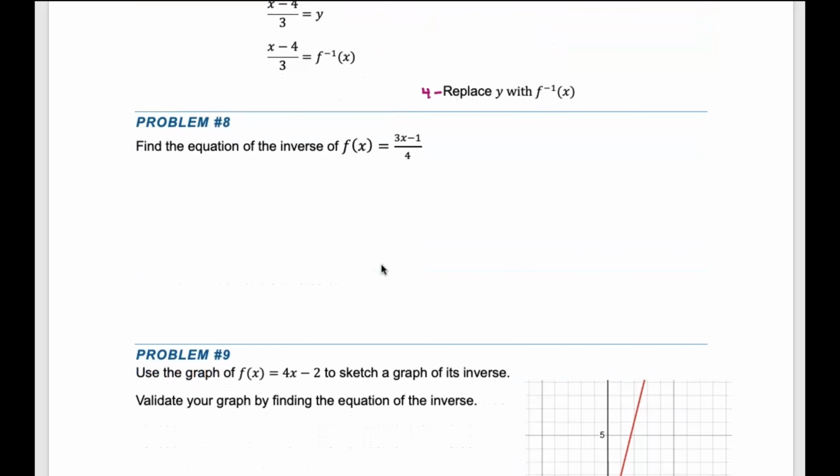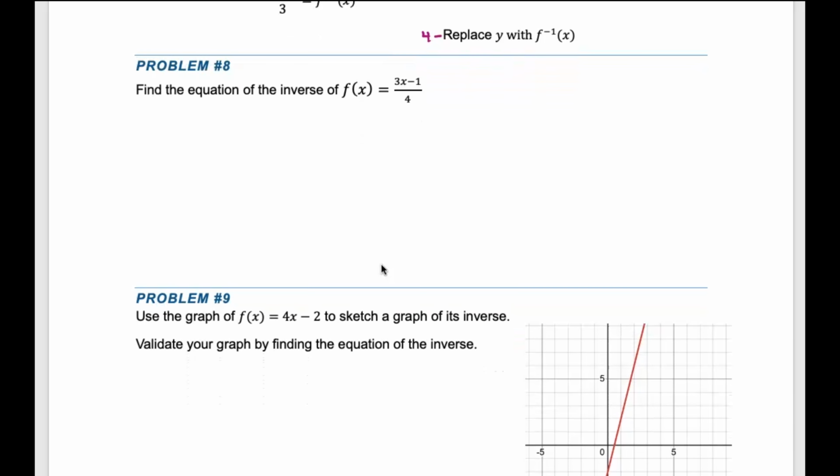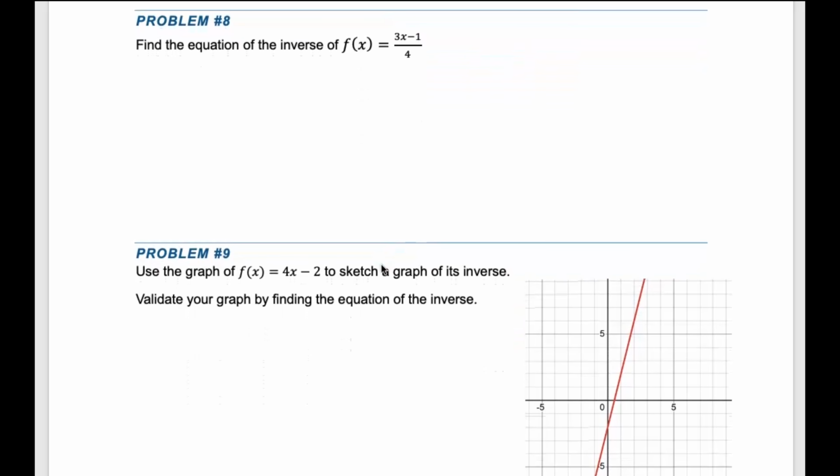All right, let's try using those steps on this next one. So our first step, remember, is we're going to change that f of x to y. I'm going to have y equals 3x minus 1 all divided by 4. Then let's switch our x and y. I'm going to have x equals 3y minus 1 all divided by 4.